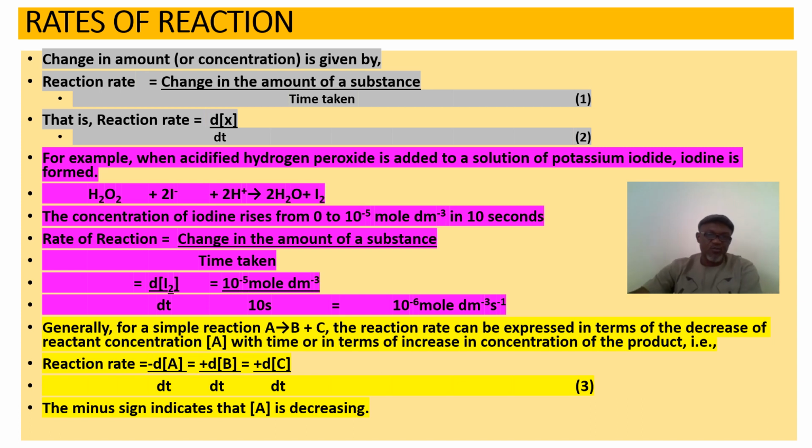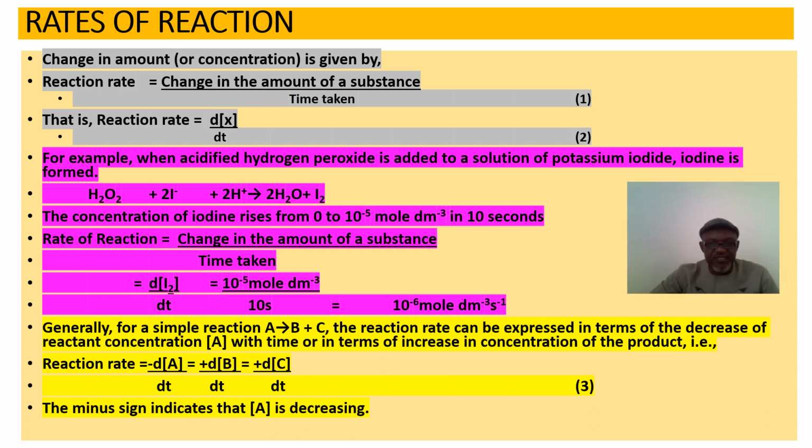So we're using an example: when acidified hydrogen peroxide is added to a solution of potassium iodide, iodine is formed. Look at that equation. So the concentration of iodine rises from 0 to 10^-5 moles per dm³ in 10 seconds. So the rate will be the change in amount of substance over time taken. That's 10^-5 moles per dm³ divided by 10 seconds. And that's exactly the rate of that reaction.